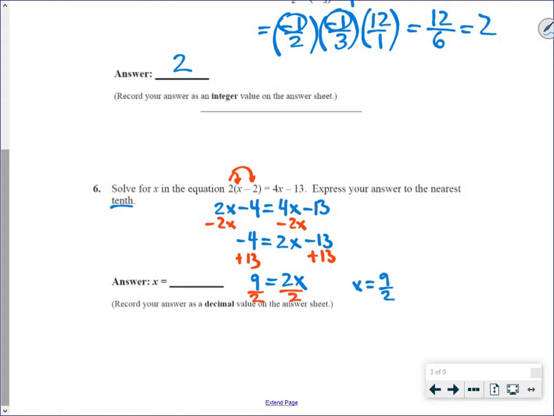Now, that is a fraction. That's not what we're looking for, though. We're looking for something to the nearest tenth. So I need to divide 2 into 9. So long division.